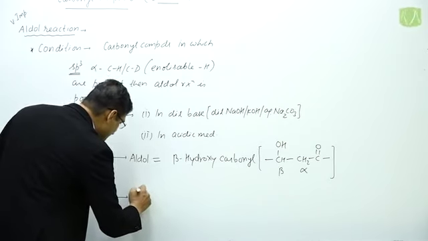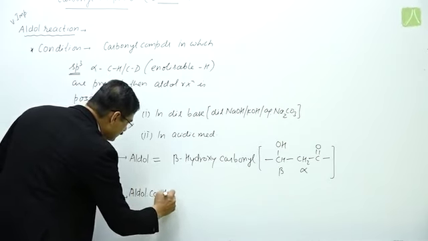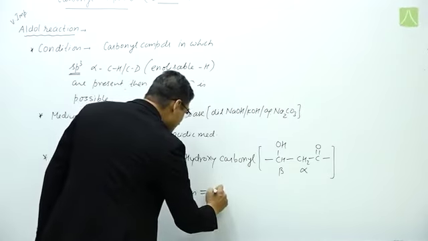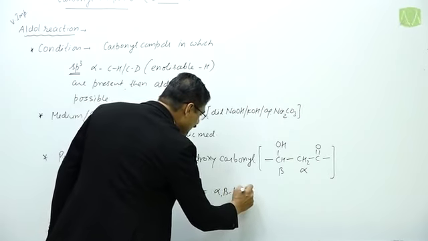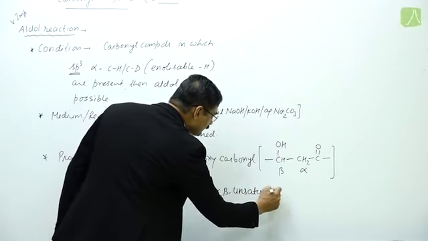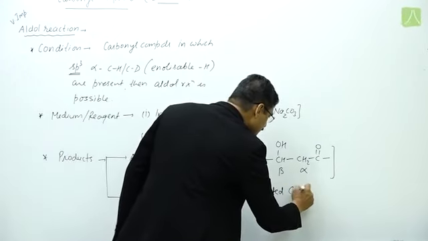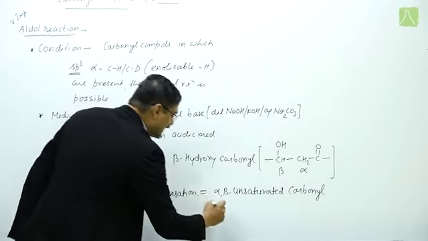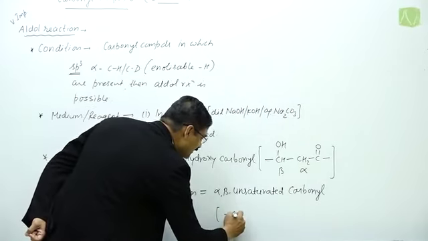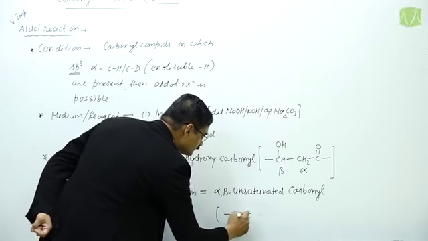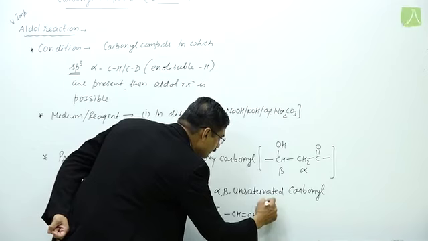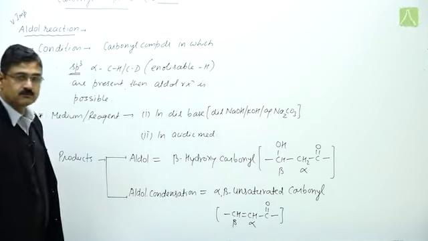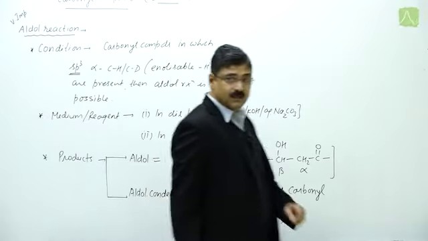Now the aldol condensation. The aldol condensation product is alpha beta unsaturated carbonyl. It is alpha beta unsaturated carbonyl, meaning a pi bond between the alpha and beta carbon. It is like this, alpha beta unsaturated carbonyl compound. So these are the important informations.